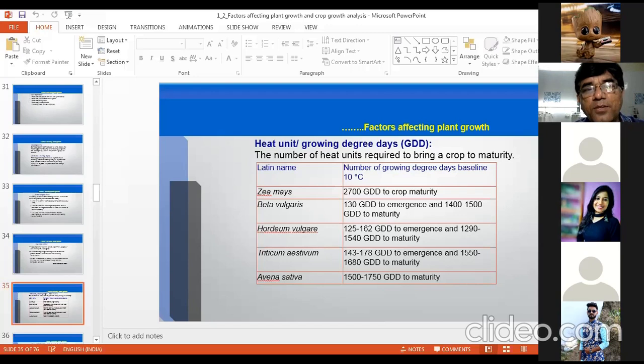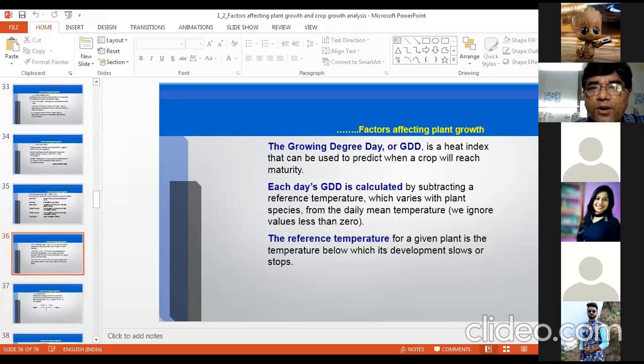Just think over it. So for example, for maize, it is 2700 growing degree days to crop maturity. Beta vulgaris, it is 130 growing degree days to emergence, and 1500 GDD to maturity. So you can see it is fixed for all plants. The growing degree day is a heat index that can be used to predict when a crop will reach maturity. Each day's growing degree days is calculated by subtracting a reference temperature, which varies with plant species, from the daily temperature.